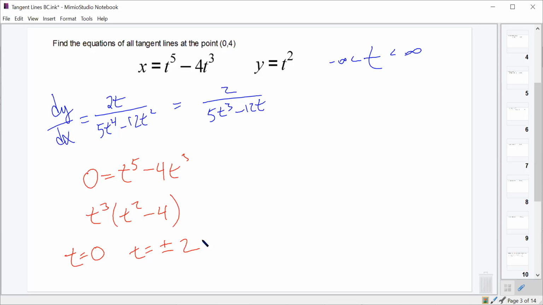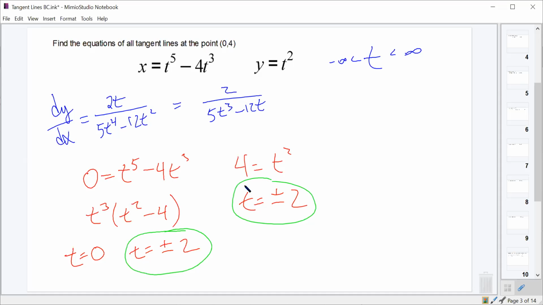Hopefully so. What about when y is equal to 4? That would just be when t is positive or negative 2. So once we've solved both of these, we have to only look for the overlap, because not only do I need x to be 0, which comes from all 3 of these values, but I also need y to be 4, which only comes from these 2. So I need the ones that overlap.